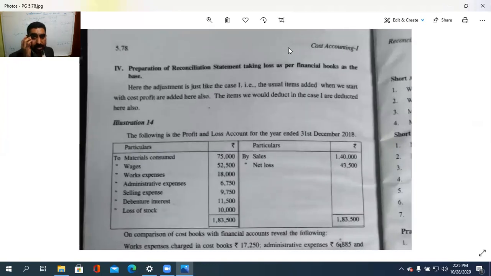Preparation of reconciliation statement taking loss as per the financial books as the base.